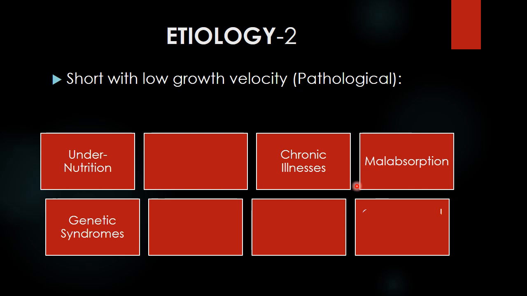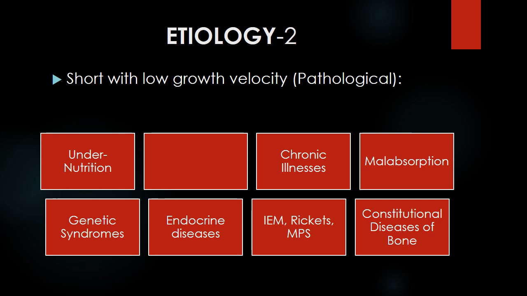Here we are talking about a constellation of signs and symptoms that are grouped together to fall into a genetic syndrome like Down syndrome. A large number of endocrine problems can lead to short stature: inborn errors of metabolism, rickets, mucopolysaccharidosis, constitutional diseases of the bone. Last but not the least, the psychosocial deprivation aspect, so commonly ignored and neglected in our setup.